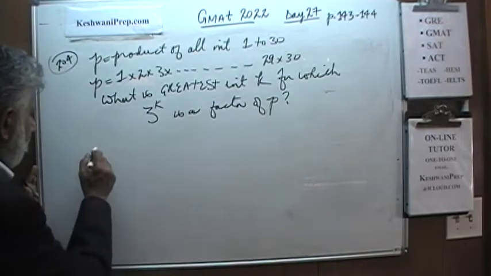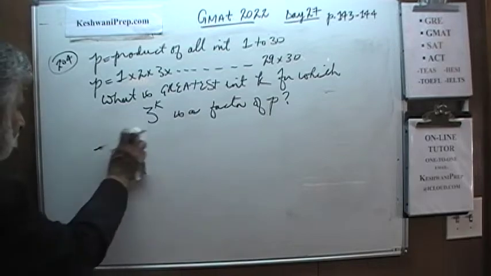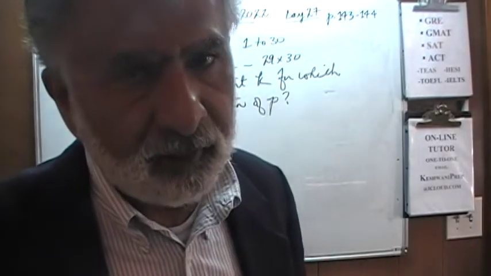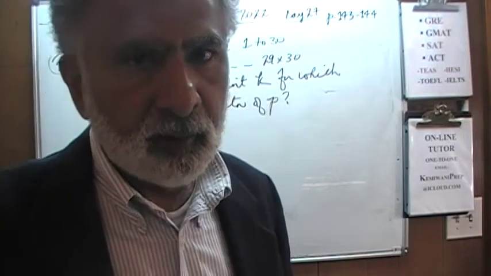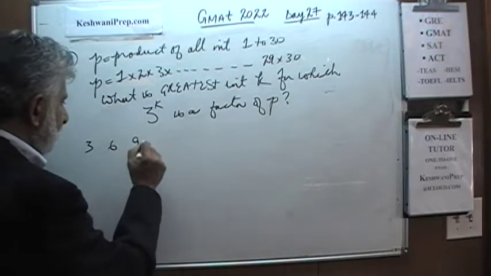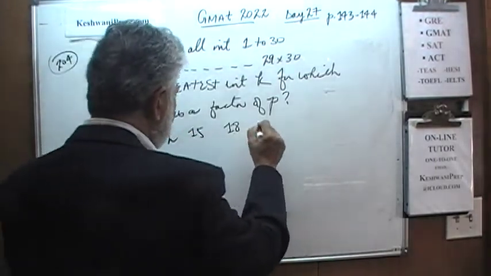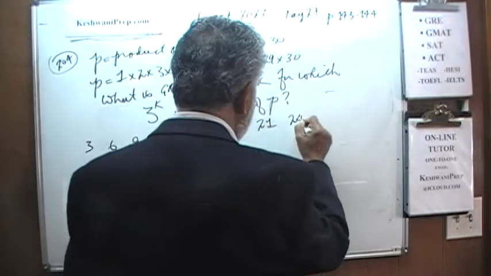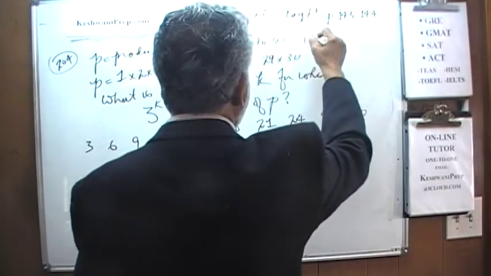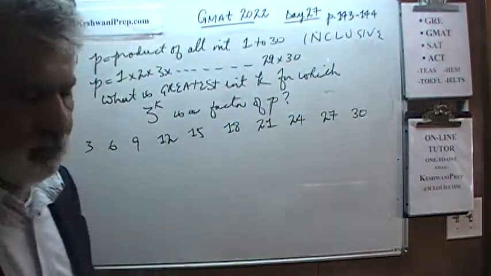So p is simply, what we're going to do here is list all the numbers that are multiples of 3 that fall between 1 to 30. All of them. So here we go: 3, 6, 9, 12, 15, 18, 21, 24, 27, and 30. Because it says inclusive, we can't forget 30.